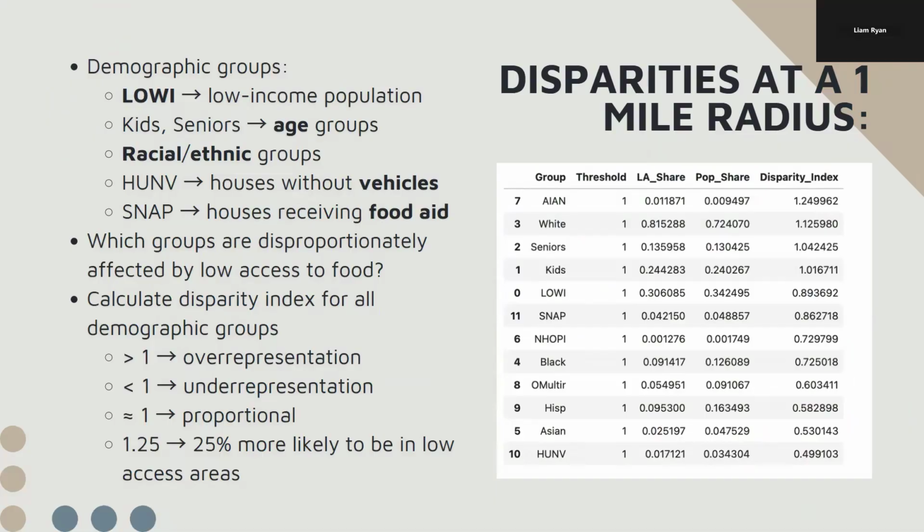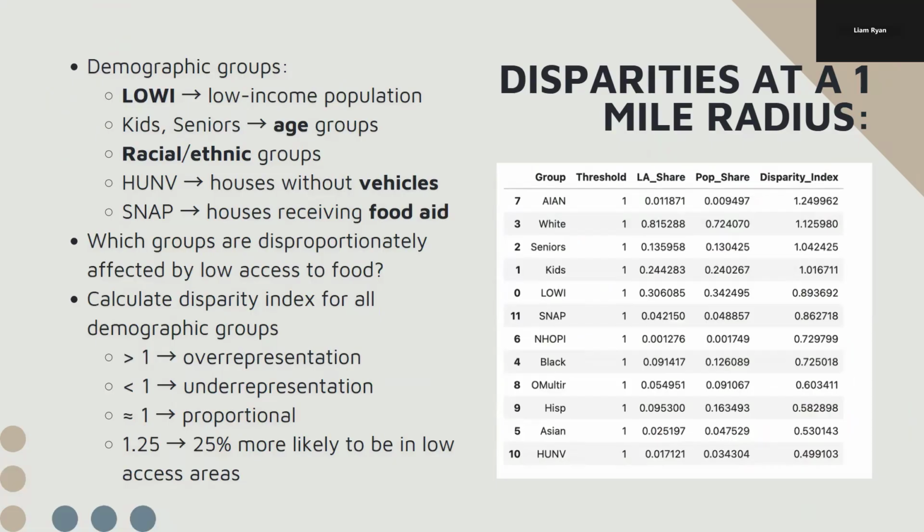Another part of our EDA explored demographic disparities in food access using the USDA Atlas data. We computed a disparity index for different groups, including children, seniors, racial groups, households without vehicles, and SNAP participants. The index compares each group's share of the low access population to their overall share in the total population.